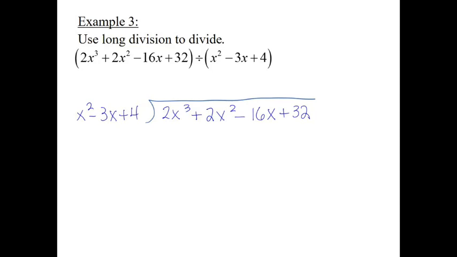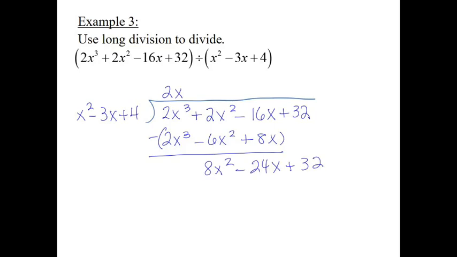So that's the first thing you put up in your quotient. Then multiply by all 3 of the parts of the divisor. 2x cubed minus 6x squared plus 8x. Then change your signs all the way across so you have negative, positive, negative. And then you add them up. The 6 becomes positive, so you have 8x squared. The 8 becomes negative, so you have minus 24x, and then you bring down the 32.